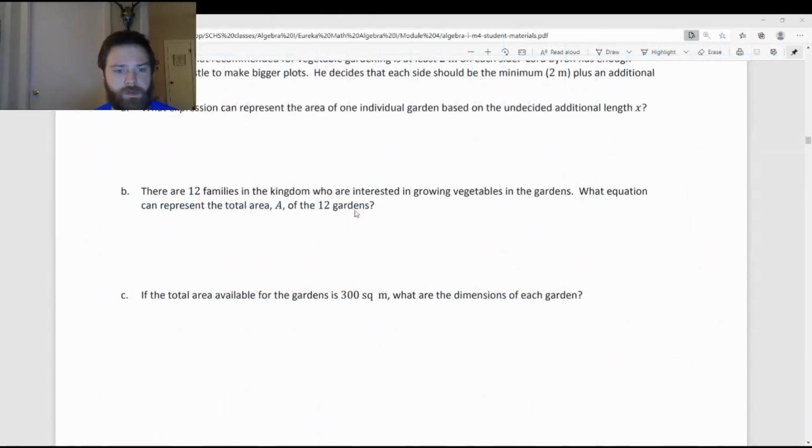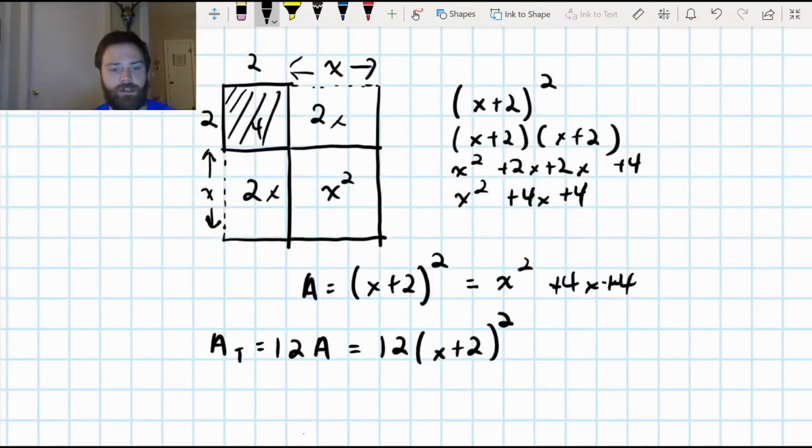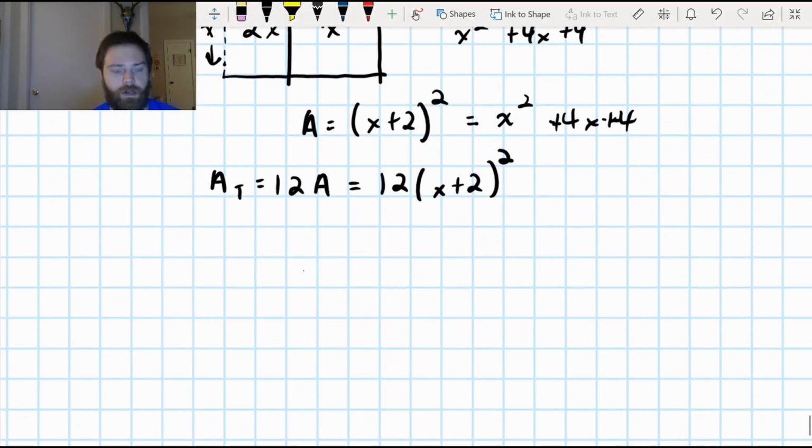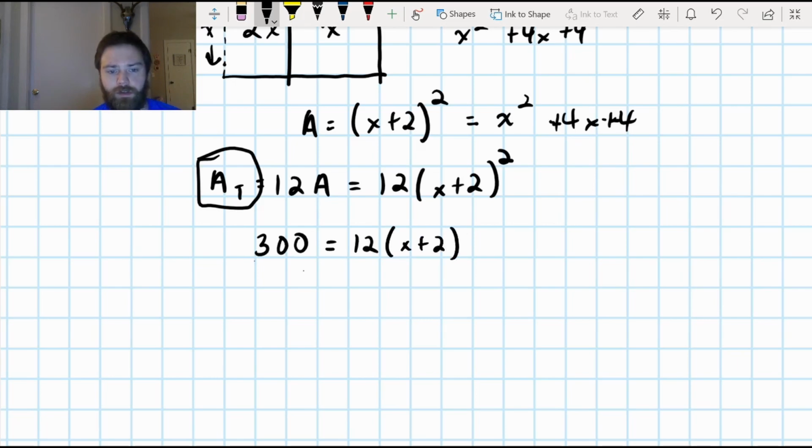So it says, if the total area available for the gardens is 300 square meters for the entire thing, what are the dimensions of each garden? Okay, so if we're talking about each of these peasants, it tells us that the total area is going to equal 300. So we can start to solve some of this out. You've got 300 equals 12 times X plus 2 quantity squared.